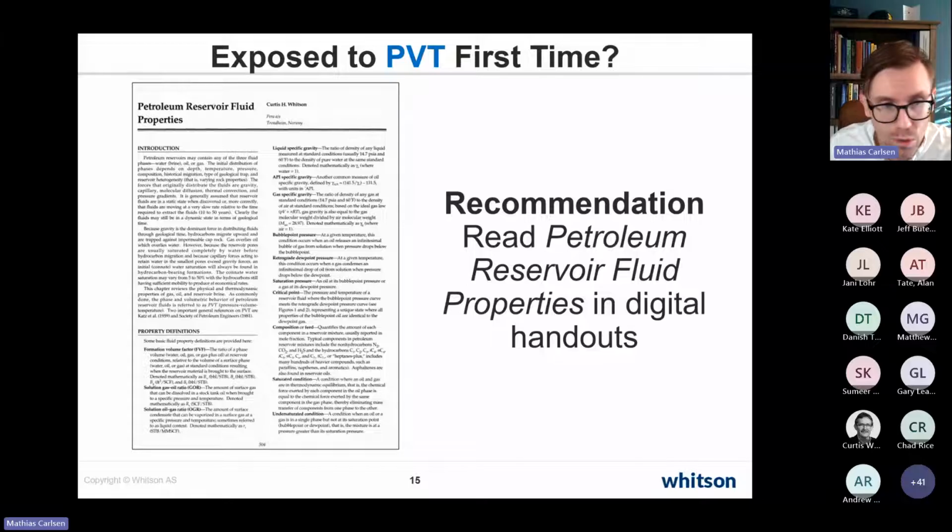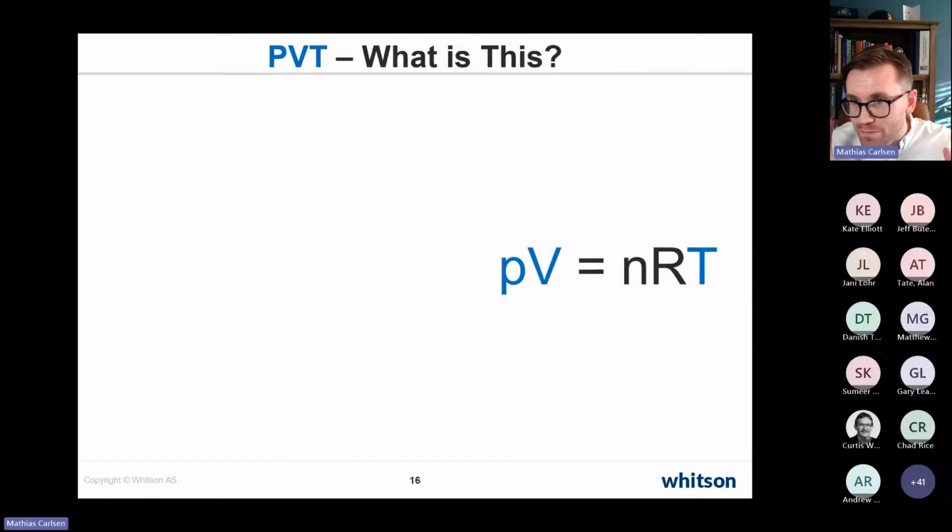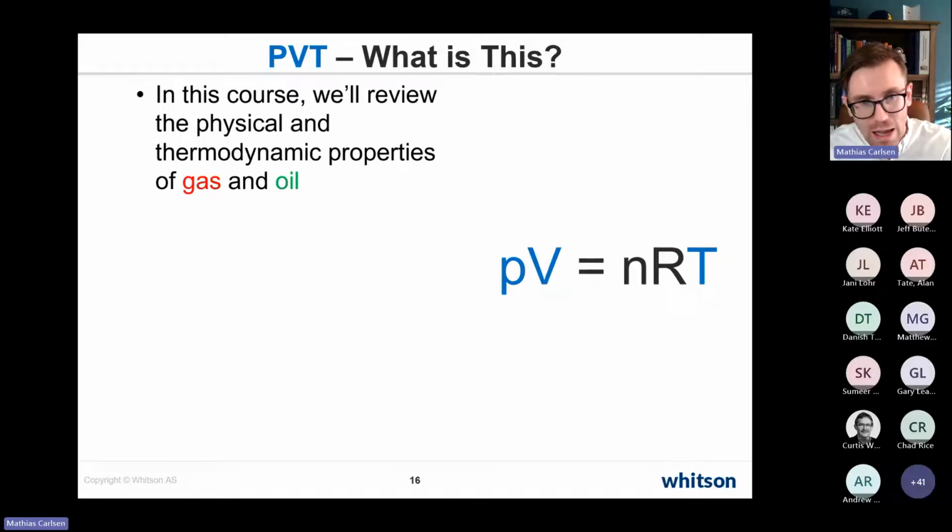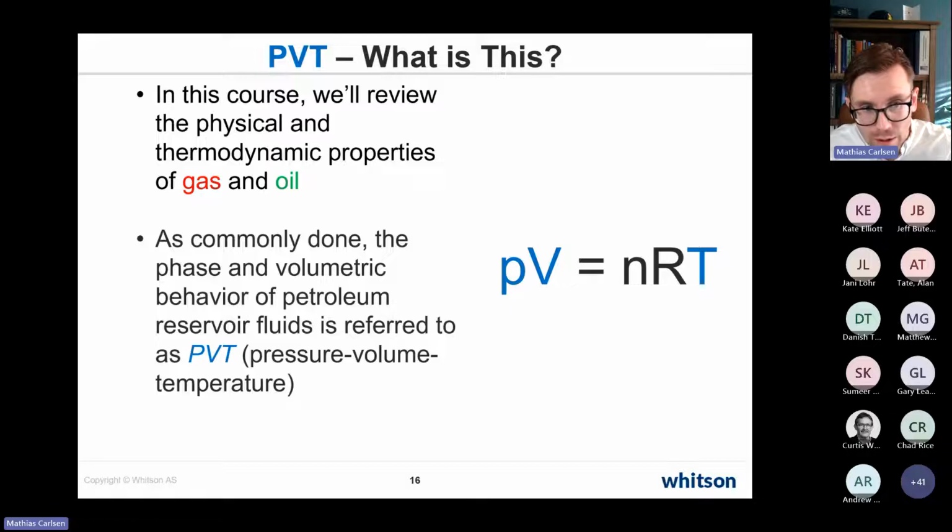terms. It covers a lot of the most important concepts, and discusses even water PVT that we'll get to a little bit. So read that if you haven't done it before, and it's probably relevant even if you've done a lot of PVT in the past, or if you have just heard about it. Maybe this is the first time you hear about it. And if it is, what we're going to talk about as PVT in this course is the review of physical and thermodynamic properties of gas and oil. Commonly, the phase and volumetric behavior of petroleum reservoir fluids is referred to as PVT, which stands for pressure, volume, and temperature.